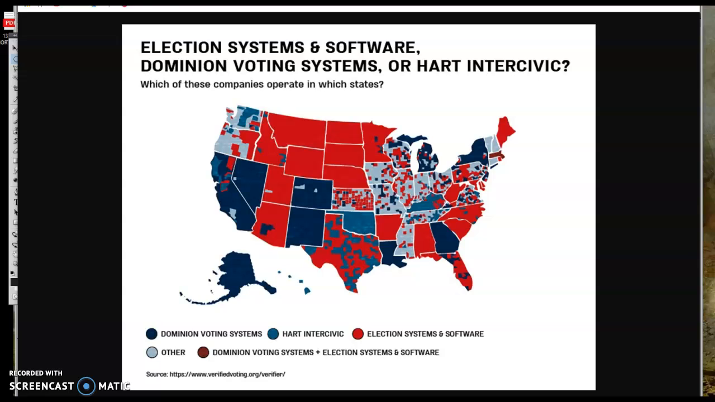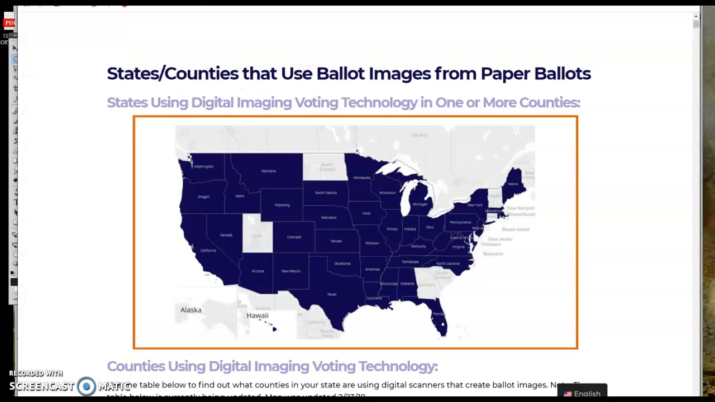Here is a chart I found. I thought this was interesting because it shows you, US-wide, what the different voting software systems are. And then the next site I found was very interesting.